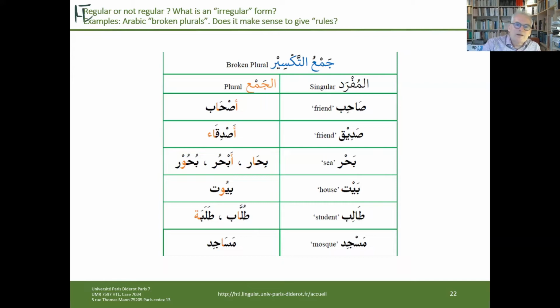Sahib and ashab, you find a broken plural. But the next one, Sadiq, you have Asdika, a completely different plural form. And of course, there is also plural with suffixation. So my question was, what did the missionaries actually do with all those complex problems?